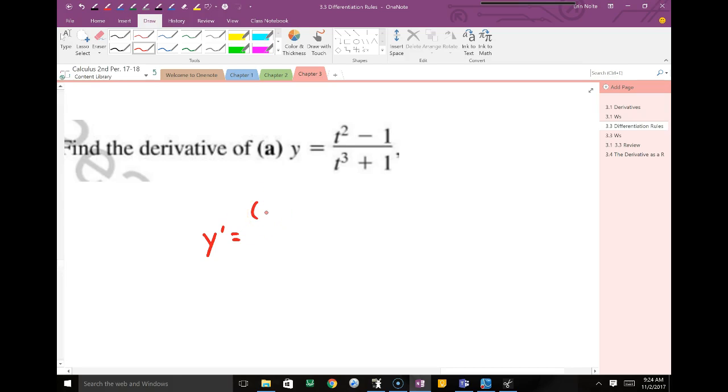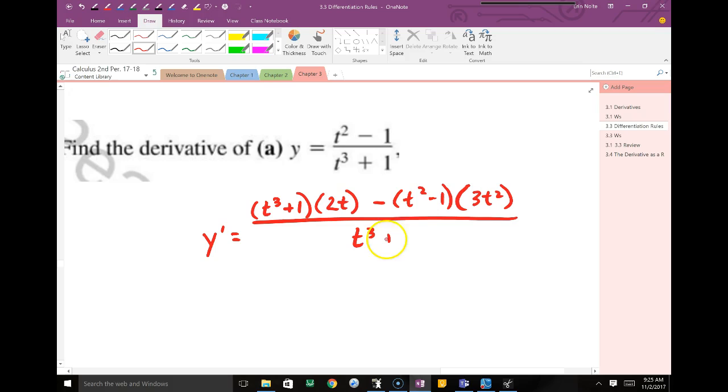Okay, what is my ho? T cubed plus 1. D high, what's my derivative of my high? D stands for derivative. Derivative of the high, t squared. What's the derivative of t squared? 2t. 2 goes in the front. Okay, so what's my high? T squared minus 1. D ho, what's the derivative of the ho? 3t squared. All over the ho squared.